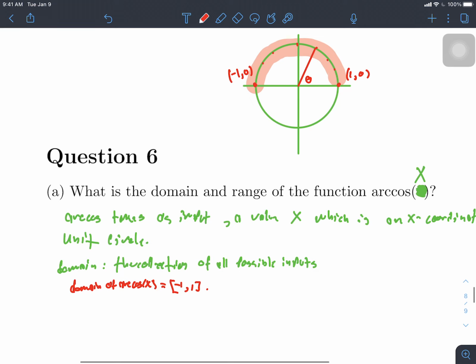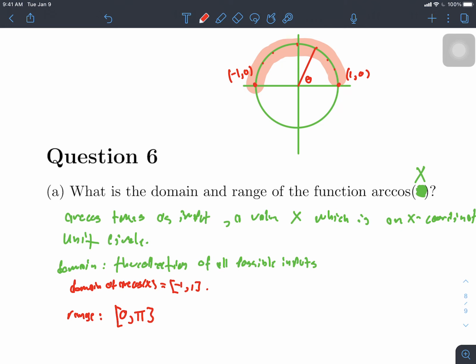So therefore, the range is going to be 0, pi. Okay, so it'll give pi when the input is -1, and it'll give 0 when the input is 1. And that's going to be the range.